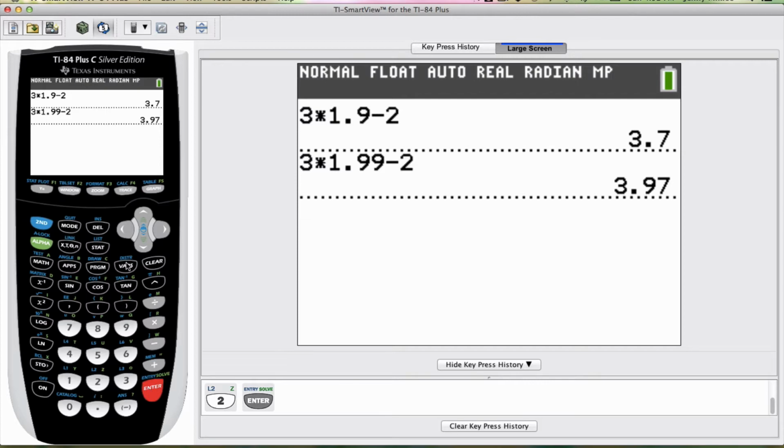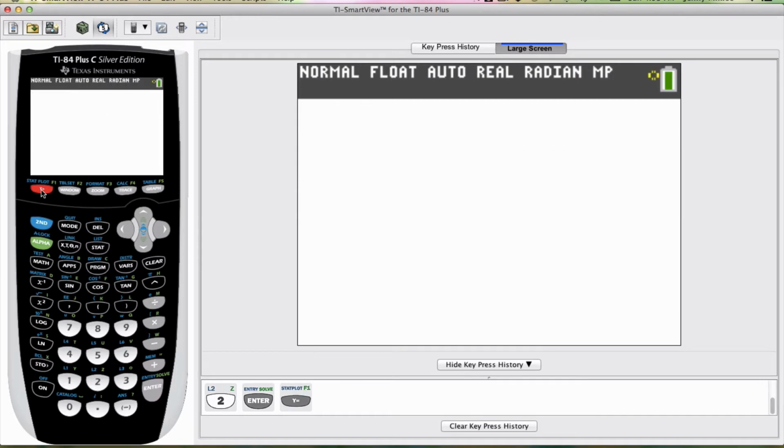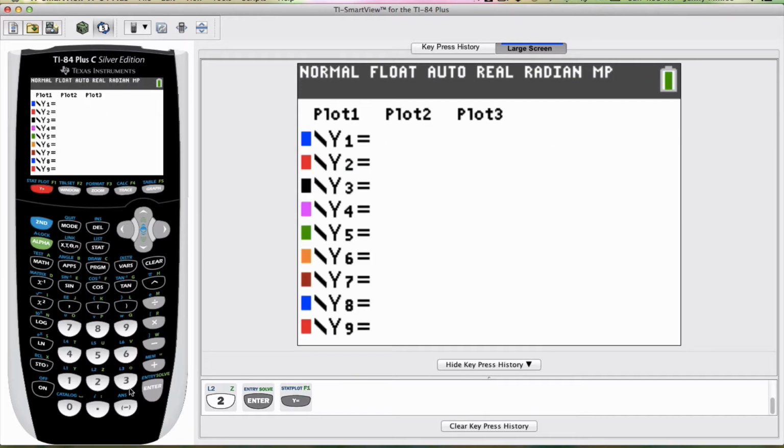So what I want to show instead is a way that we can use the table on our calculator. I'm going to start by pressing y equals, and I'm going to type in 3x minus 2.